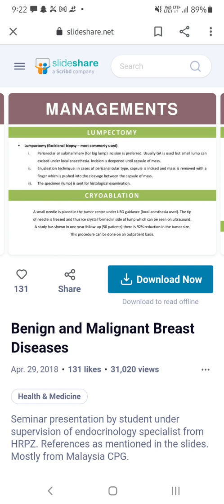Where the lump is, where the hard tissue is, where that tumor is, you can identify it and remove it through a small surgery. And what is cryoablation? Cryoablation is nothing but a small needle placed in the tumor center under local anesthesia.